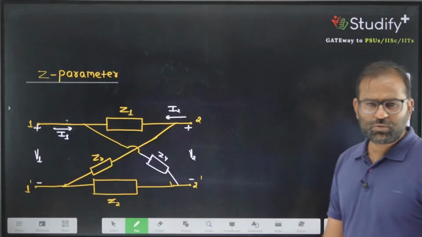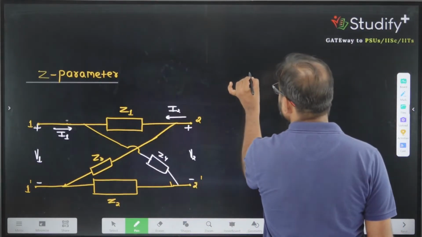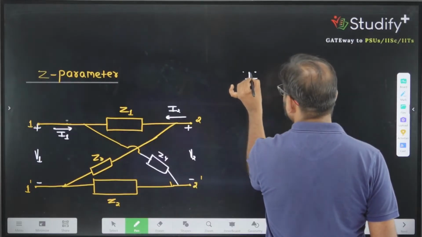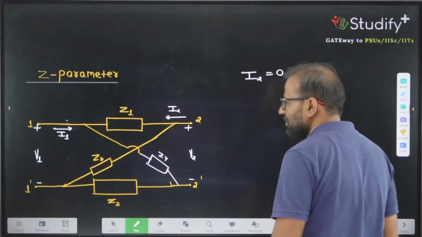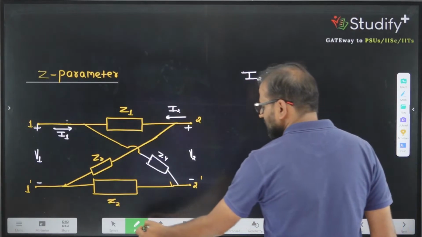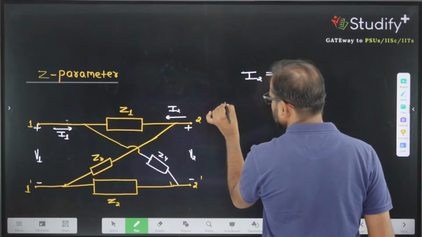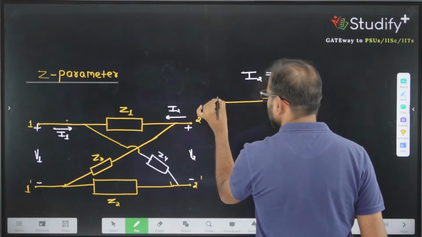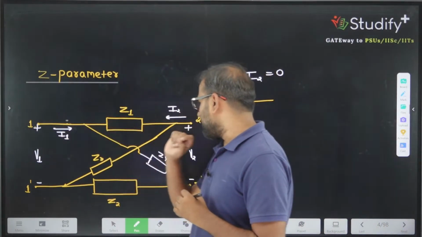Okay, so how to calculate it? To calculate this, let's say I am making I2 equal to 0. We are making the output port open circuit. So when we say the output port is open circuited, let's draw the equivalent across V1, terminal number 1 and 1 dash.